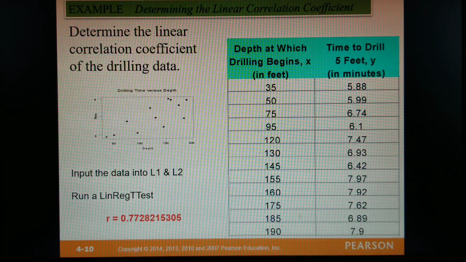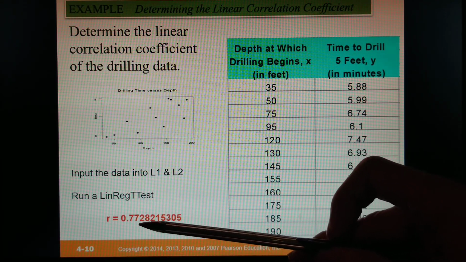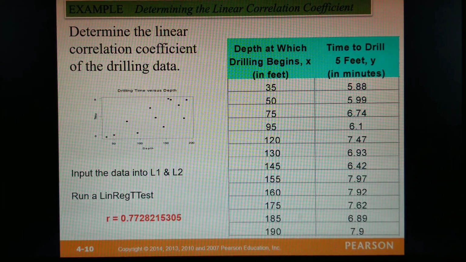Now when you ran that, you got this R value of 0.7728215305. So that's definitely positive. It's pretty close to 1. It's definitely way closer to 1 than it is to 0. But is it close enough to 1 for us to say that there's a linear relationship between these two? We'll be discussing how to figure that out in a bit.